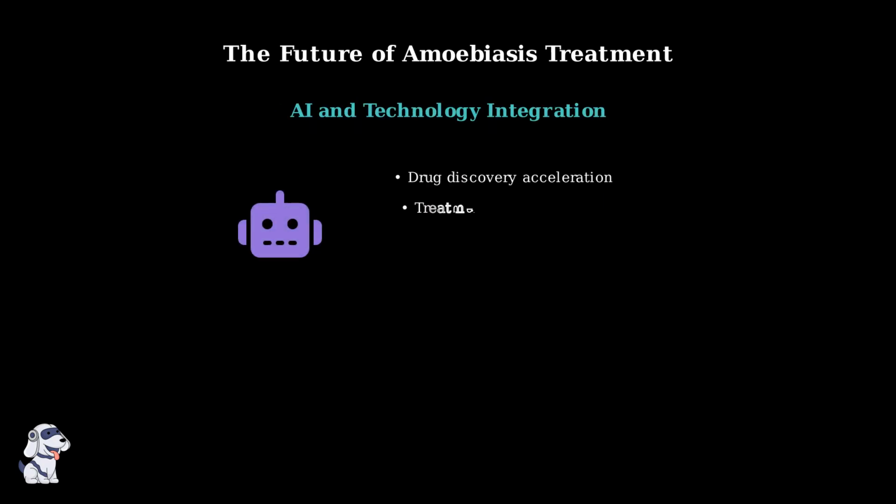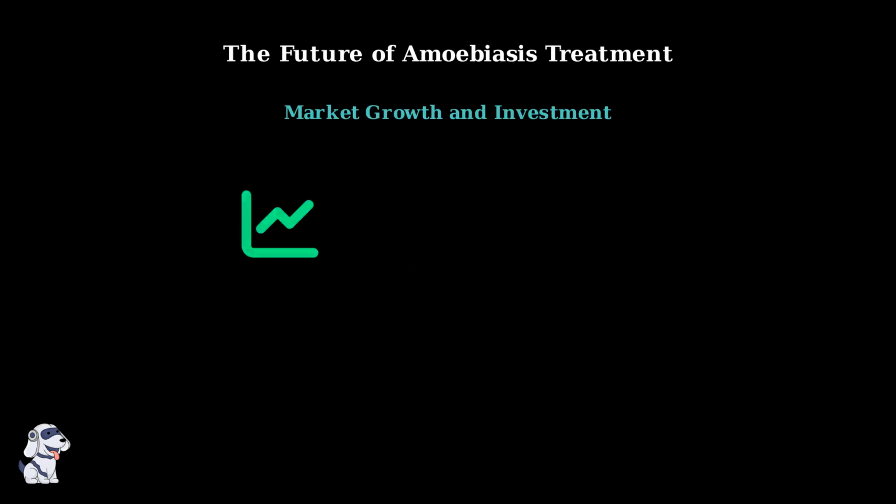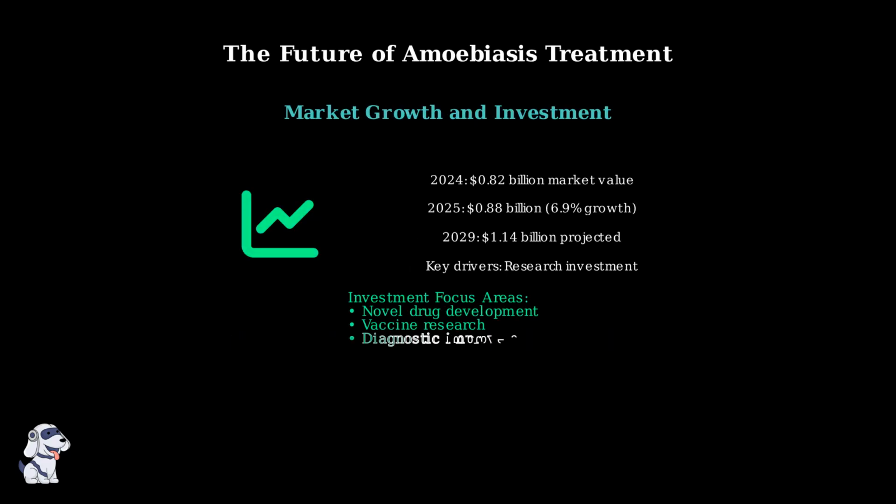Artificial intelligence is transforming amoebiasis research. AI algorithms can accelerate drug discovery by predicting molecular interactions and identifying promising compounds. Machine learning helps personalize treatments based on patient characteristics and can predict resistance patterns before they emerge clinically. The amoebiasis treatment market is experiencing significant growth, projected to reach over $1 billion by 2029. This growth is driving substantial investment in research and development. Pharmaceutical companies and research institutions are increasing funding for novel treatments, vaccine development, and improved diagnostic methods.